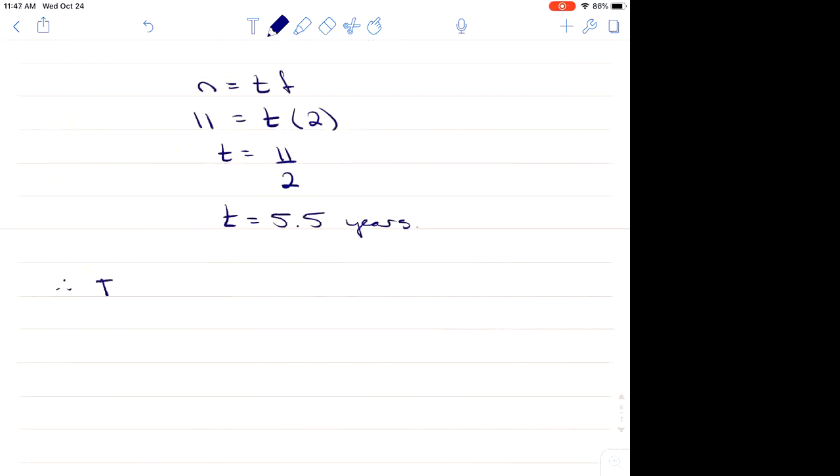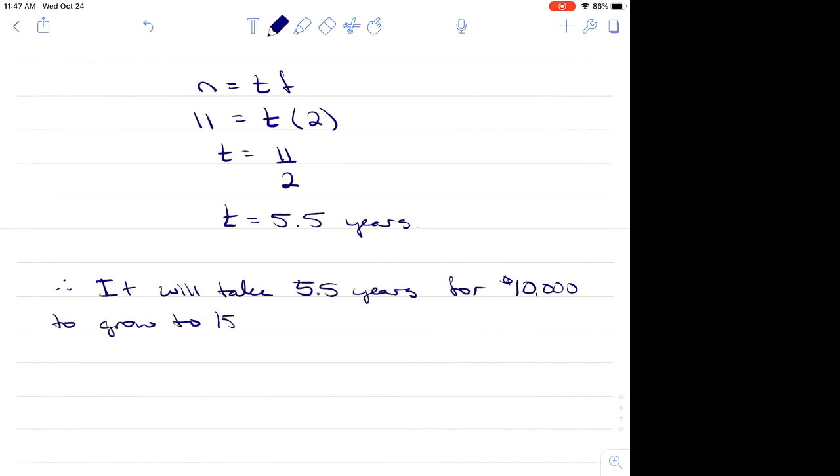Therefore, it will take 5.5 years for 10,000 to grow to 15,000, right? At that specific interest rate. Can't even remember, 8% compounded semi-annually. At 8% compounded semi-annually.